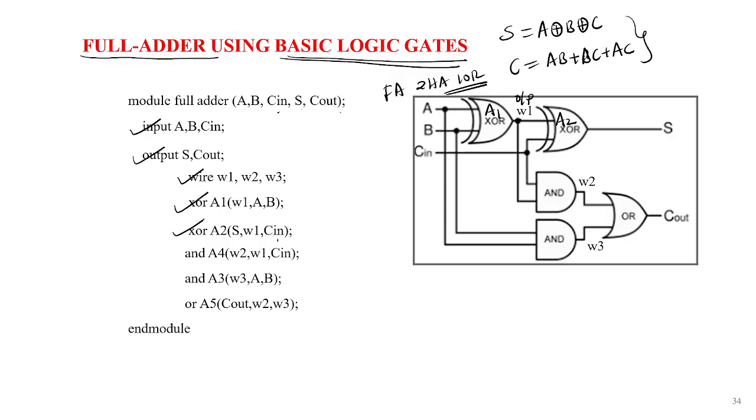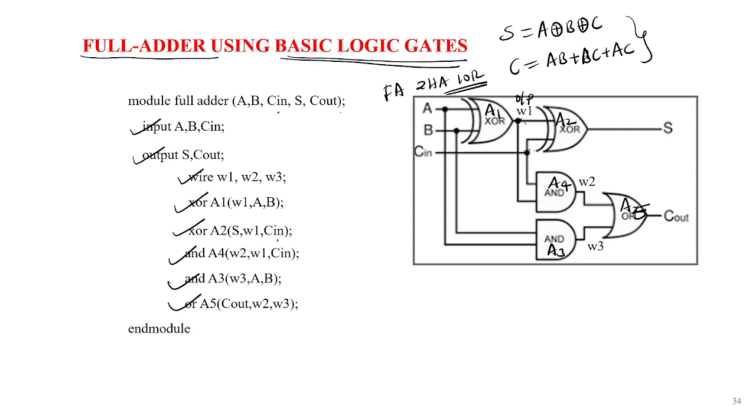Similarly, the AND operation. Let us take W2. This is A4, this is A3, and this is A2. One second, not A2, A5. So A4: and A4, W2, W1, Cin. The output is W2, and W1 and Cin are the inputs. Similarly, and A3, W3, A, B. Next, or A5, Cout, W2, W3, and end module.